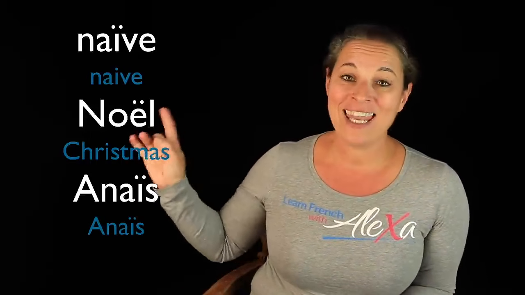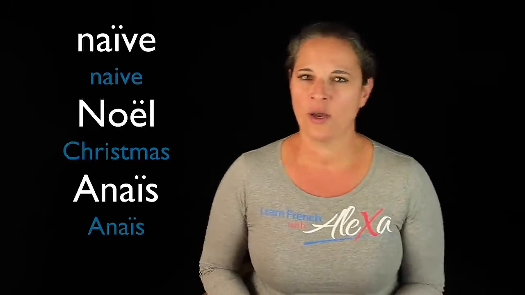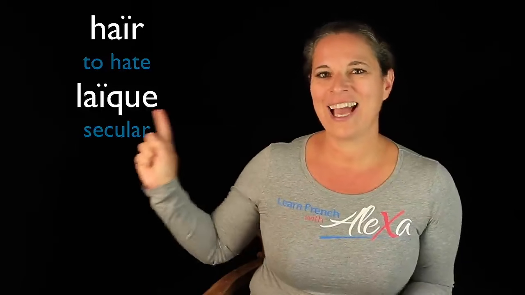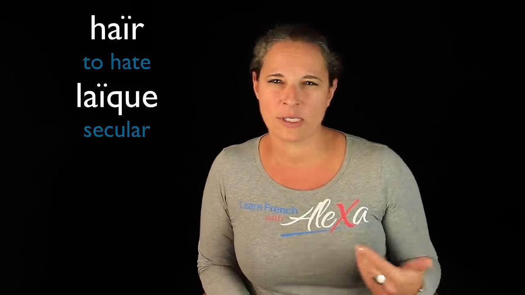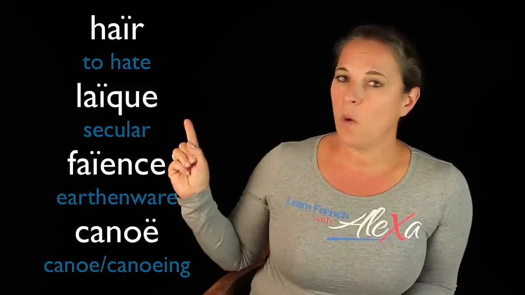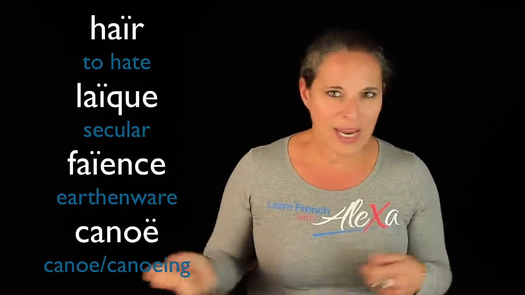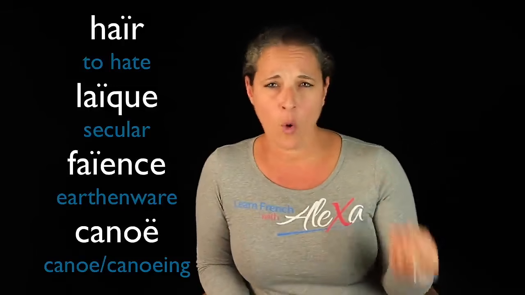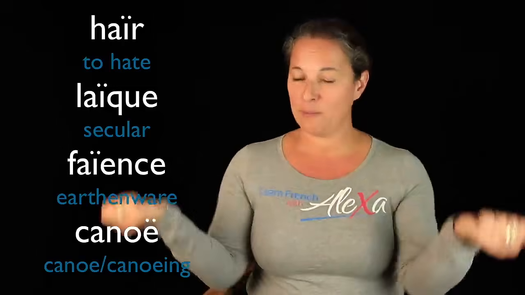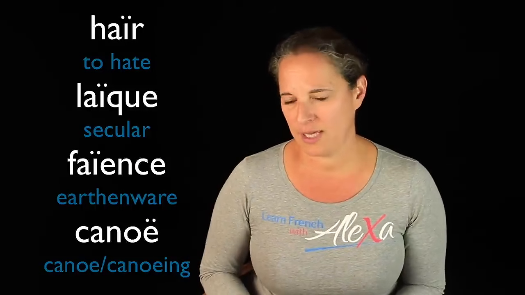which means Christmas. The proper name Anaïs, okay, that's the name, Anaïs. This verb, haïr, which means to hate. Another word, laïque, which means non-religious or secular. Another word, faïence, which is pottery or earthenware. Or canoë, which means canoeing, and you can see that I'm pronouncing the O and the E very differently because it has a tréma on top of the E.